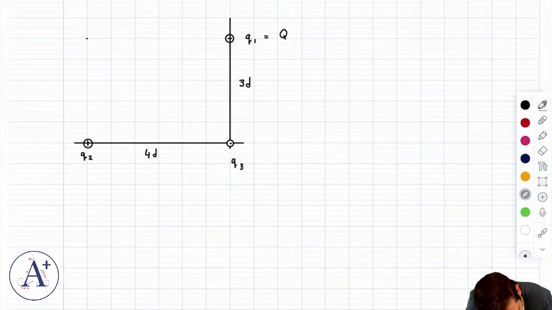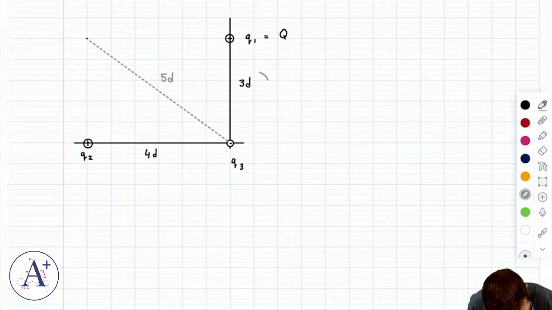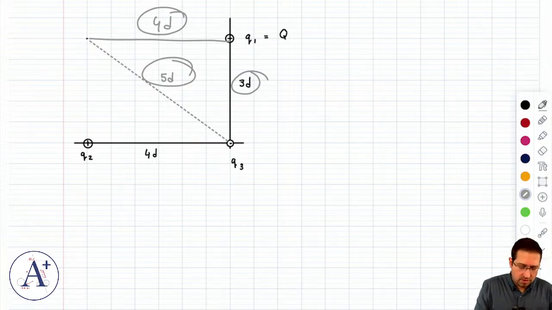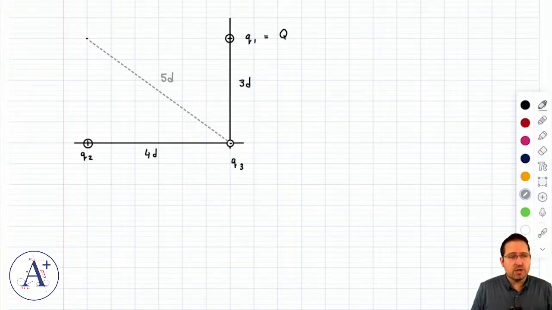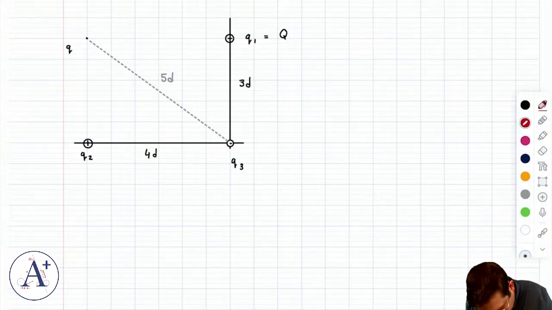Now let's just get some stuff out of the way right now. Let's argue that this dotted line has a length of 5D. Hopefully everybody agrees this is a 3, 4, 5 triangle, right? So the dotted line is 5D. If you're not convinced, Pythagorean theorem ought to get you 5D. Okay, so we know that distance. Then you could say, well, do we put a positive or a negative charge? That doesn't matter, so let's just put a positive charge.